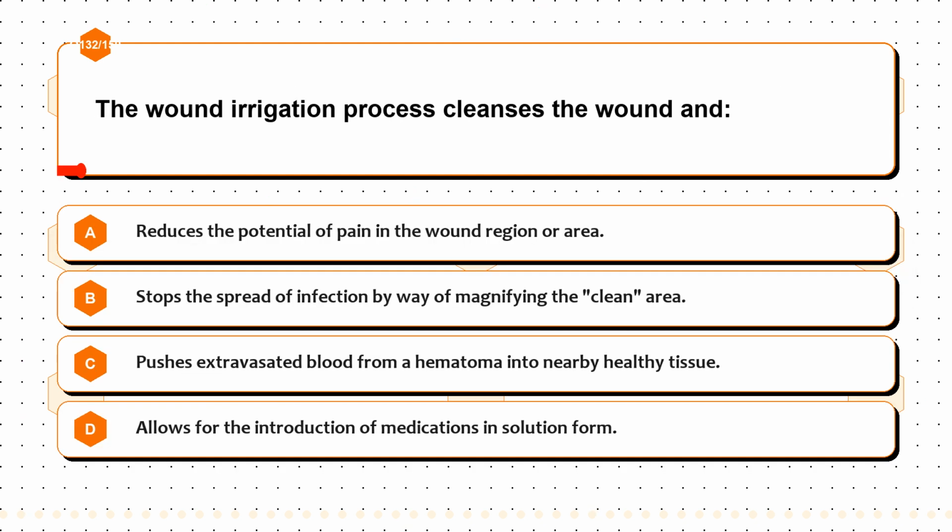Question 132. The wound irrigation process cleanses the wound and here are the options. Option A, reduces the potential of pain in the wound region or area. Option B, stops the spread of infection by way of magnifying the clean area. Option C, pushes extravasated blood from a hematoma into nearby healthy tissue. Option D, allows for the introduction of medications in solution form.